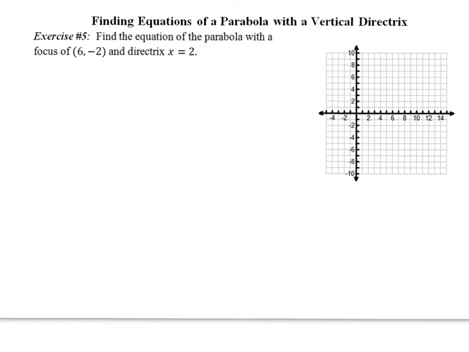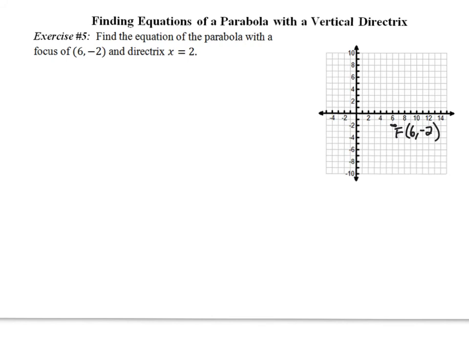Now, not all of our parabolas will open up. So we're going to try the next exercise, number 5, finding the equation of a parabola that has a vertical directrix. So notice the difference between my picture here. Find the equation of the parabola with a focus of 6, -2. So first of all, I'm going to start by plotting the focus, 6, -2.